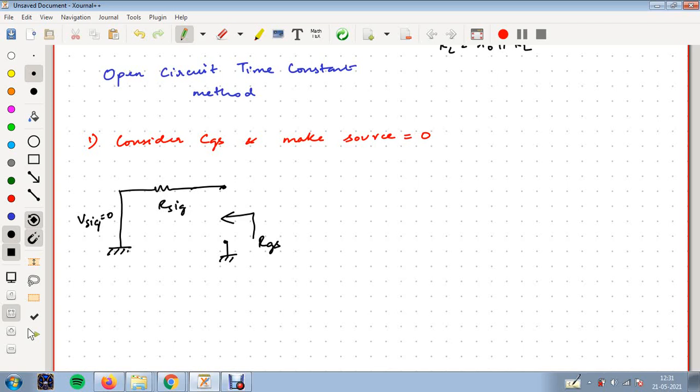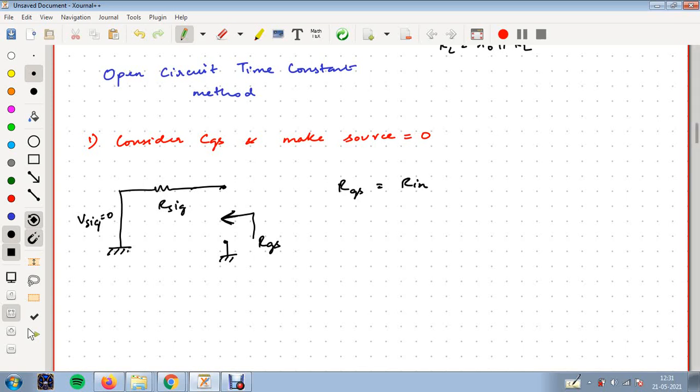Remember, if you go back to your network analysis and all those theorems, when you're finding output impedance, what do you do? You make your source 0. If it is a current source, you make it open circuit. If it is a voltage source, you short it. That is what I'm doing here. I'm considering CGS to be there, but disregarding CGD and CL. So the impedance across CGS would be like this. Here RGS, if I see in this way, is equal to R signal.